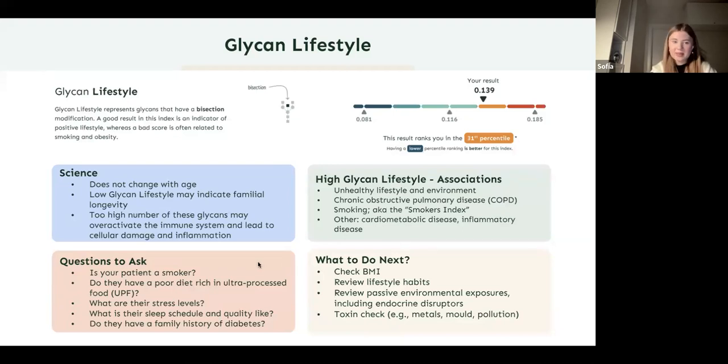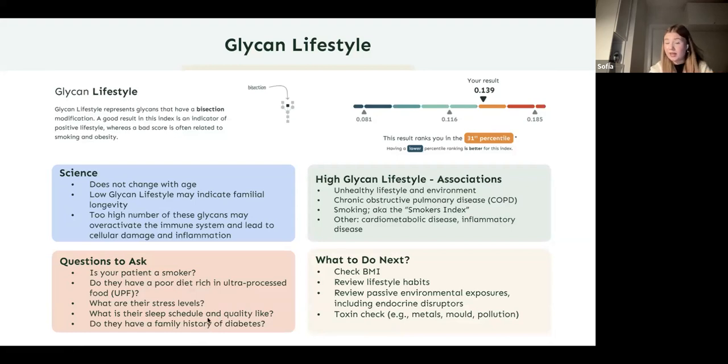So the questions we would ask: is your patient a smoker? Do they have a diet which is poor in nutrients and rich in ultra-processed food? What are their stress levels? What's their sleep schedule and quality of sleep like? And do they have a family history of diabetes?